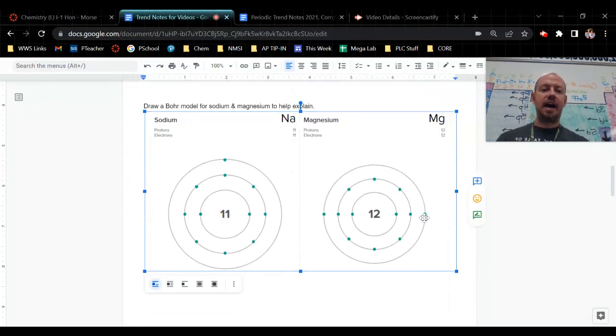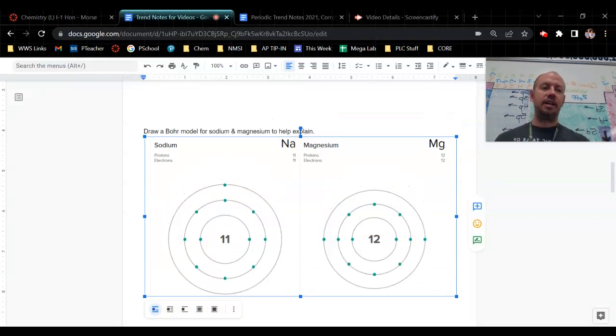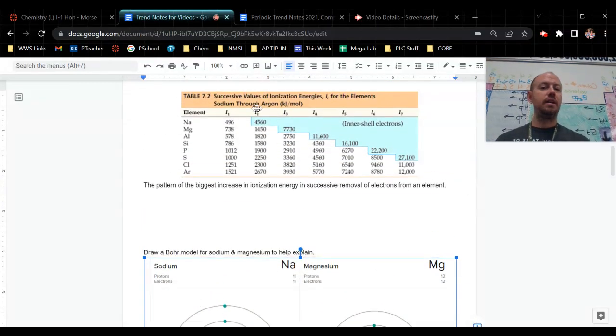But X this guy off, X this guy off. The next one is in the next lower level. The electron after the valence electron is the hardest to remove. Sodium has one electron. We have a big jump for the second.